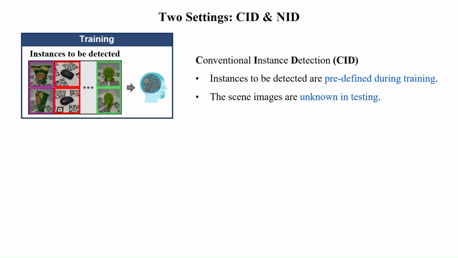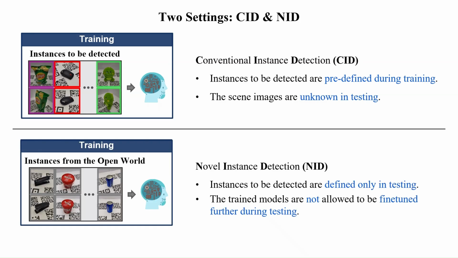One is conventional instance detection. In this setting, all object instances are predefined during training. That means we can use their visual references as training data to train detectors. But the scene images are still unknown.